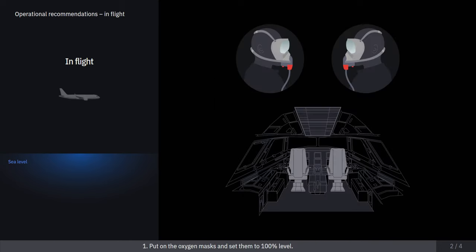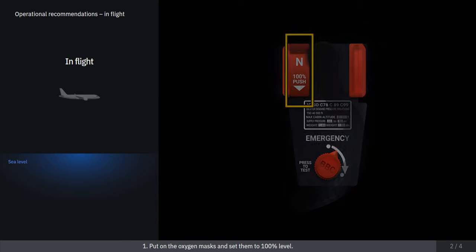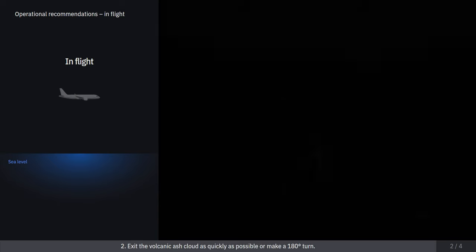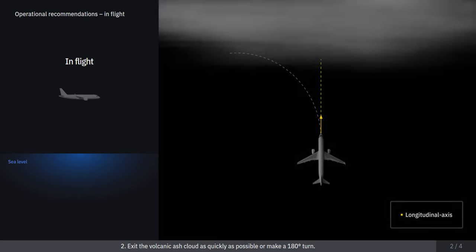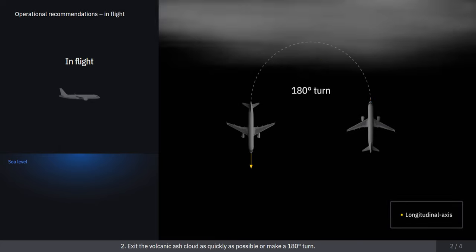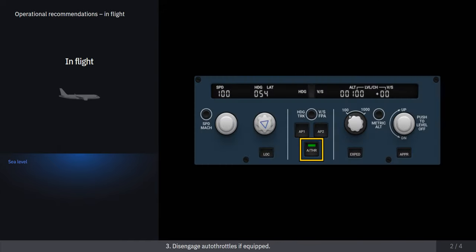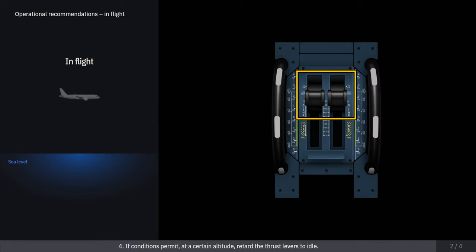1. Put on the oxygen masks and set them to 100% level. 2. Exit the volcanic ash cloud as quickly as possible or make a 180 degrees turn. 3. Disengage auto throttles if equipped. 4. If conditions permit, at a certain altitude, retard the thrust levers to idle.